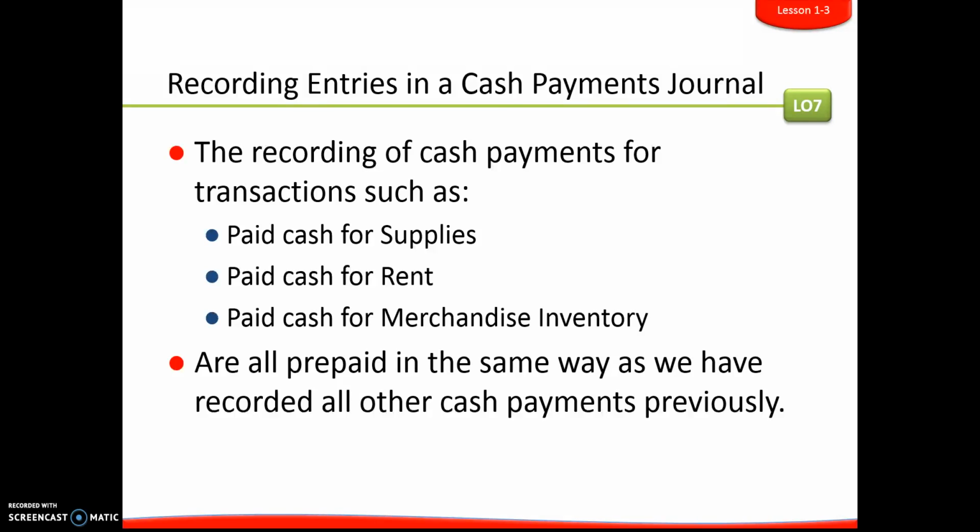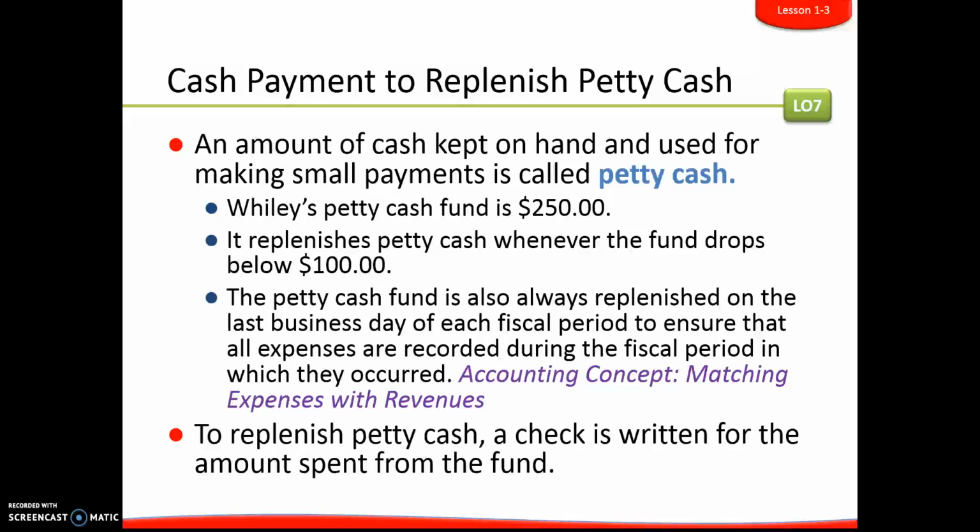And then just as a friendly reminder, if you're going to record any other payments of cash, like cash for supplies, cash for rent, cash for merchandise inventory, that should be prepared in the same way as we've recorded all our other cash payments previously. So don't think anything different about that. It's going to be the exact same as we have always done.